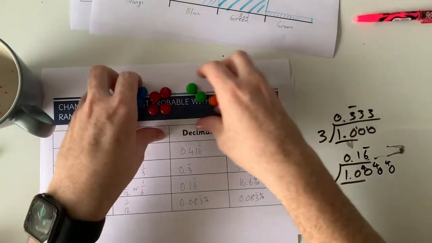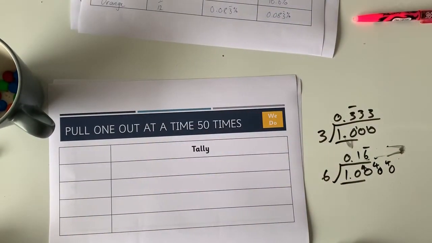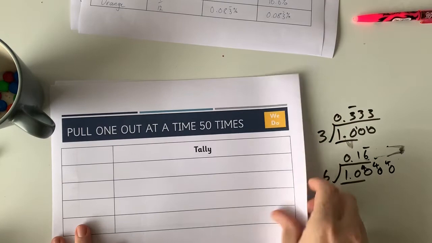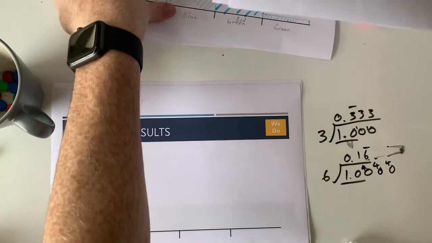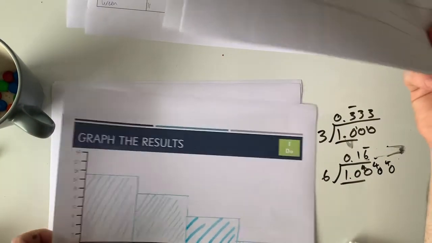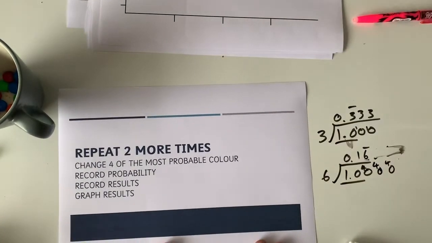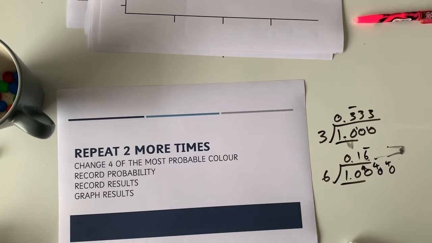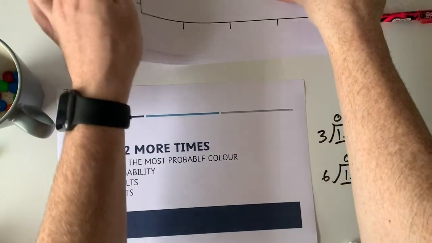And then you're going to return all of those to the cup. And 50 times, you're going to pull one out at a time. Tally your results. Then you're going to graph the results again, just like we did here. And after you've graphed the results, I'd like you to repeat it 2 more times. And then I'd like you to write a short reflection where you look at, is the probability accurate for what ends up happening?